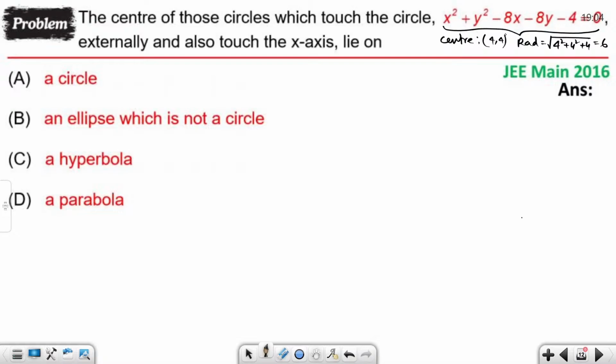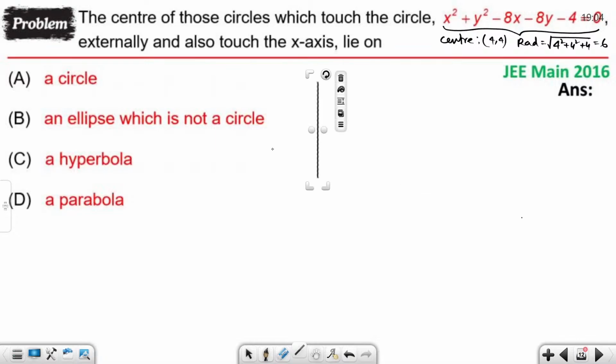Now they have said the center of those circles will lie on which of the following 4 curves? That's the question. So actually they are asking to find the locus of the center of such circles, which touch the given circle externally as well as the x-axis. So we have to find the locus of the centers of such circles. So let me just draw the figure to give you a rough idea.